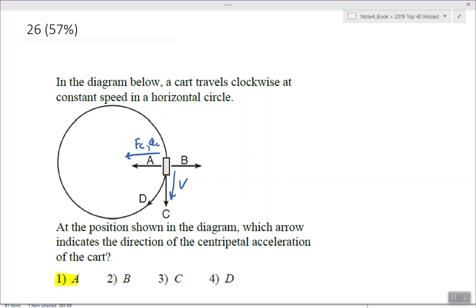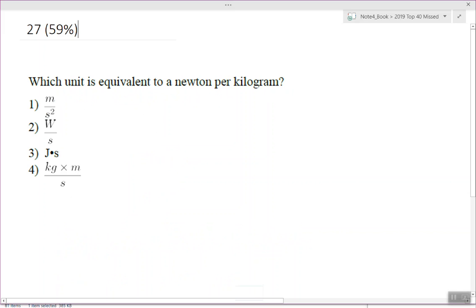Something has to provide that centripetal force, whether it's the gravity pulling the moon in a circle around the Earth, or the friction of the tires on a race car making it go in a circle. 27.